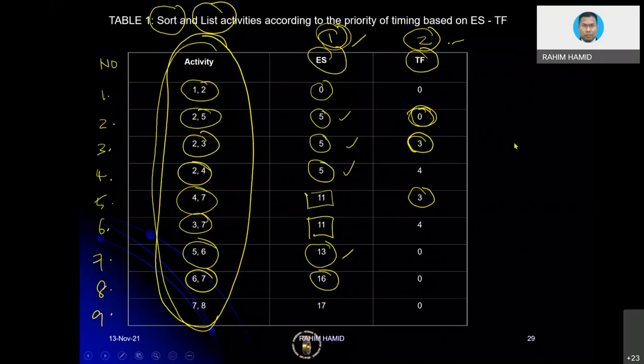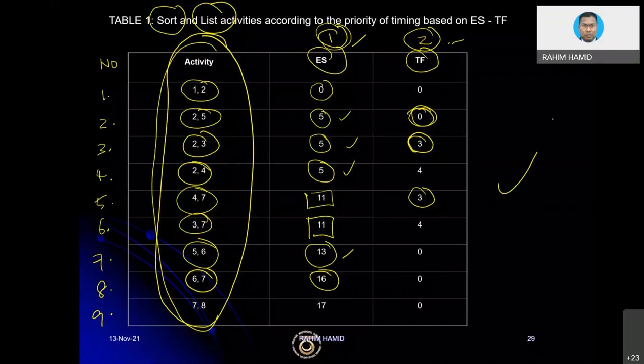Okay, let's continue with the rest of the slide. So the first step is basically to come out with the sorting of the early start activity, and then if there are two or more activities having the same early start, then we have to look at the total float. Then at the end of the day, we are going to get this kind of listing. Okay, so that would be our first exercise there.